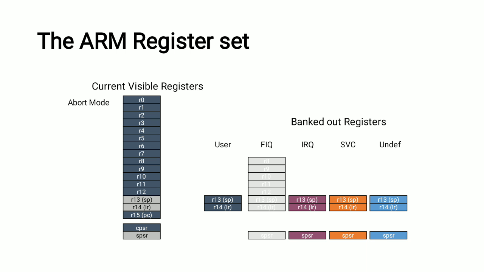User mode has R13 and R14 registers, FIQ has R8 to R14, IRQ has R13 and R14, and SVC mode has R13 and R14 registers. Undefined also has R13 and R14. These are the register sets for the ARM processor.